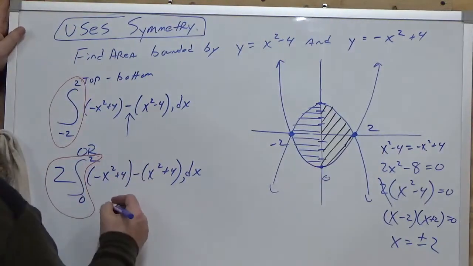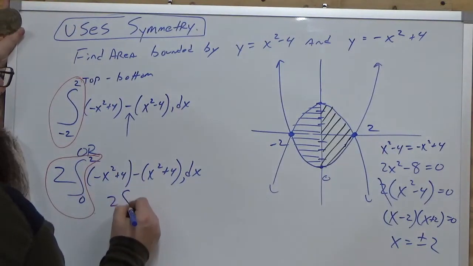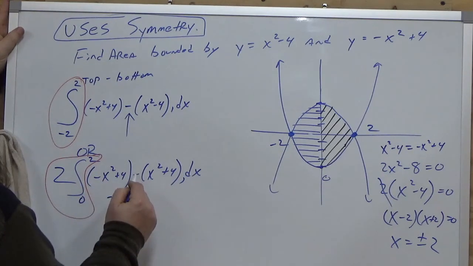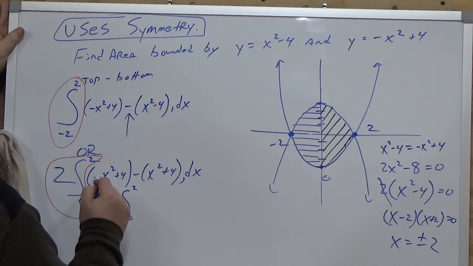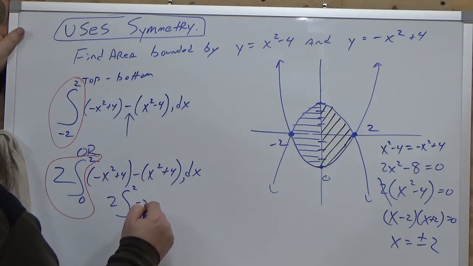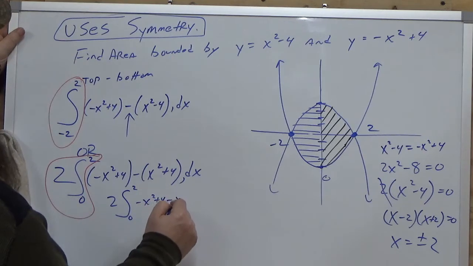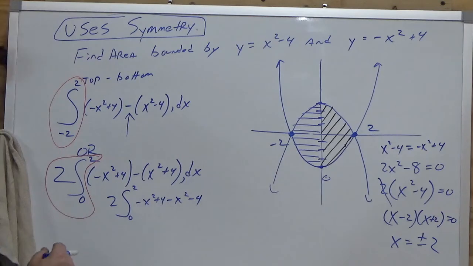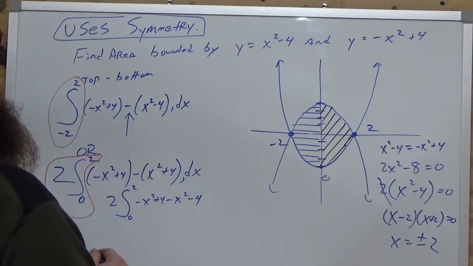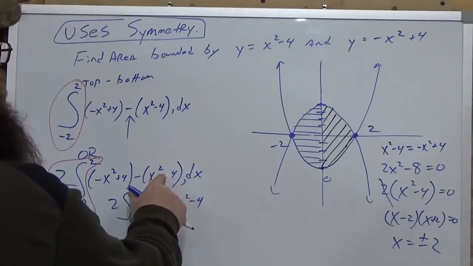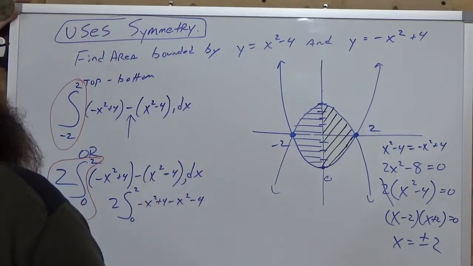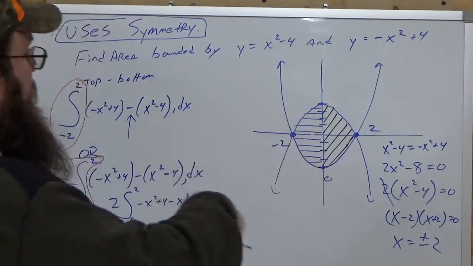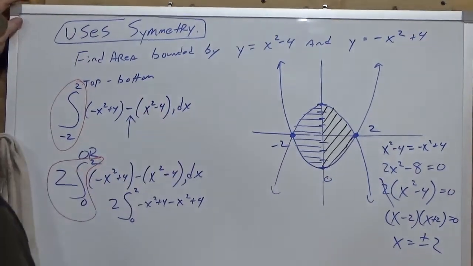So let's simplify this. We have 2 times the integral from 0 to 2. So if I take that negative through there, I'm going to have -x squared plus 4 minus x squared minus 4. Okay? So let's see what happens here. Well, I think I copied down, that should have been a minus, excuse me, that should have been a minus. So that should be a plus. I'm sorry about that if you worked through and you copied it wrong. I'm sorry, I made a mistake there.